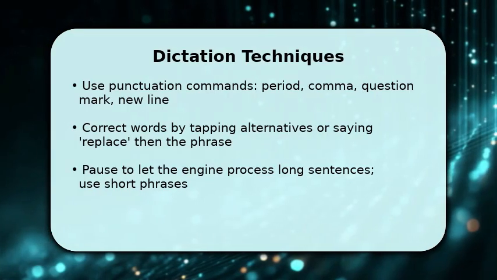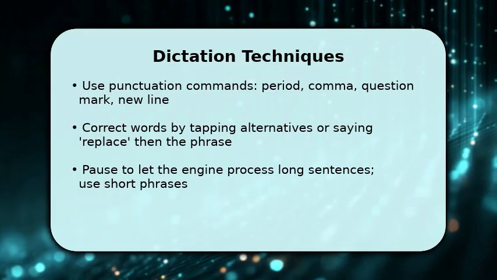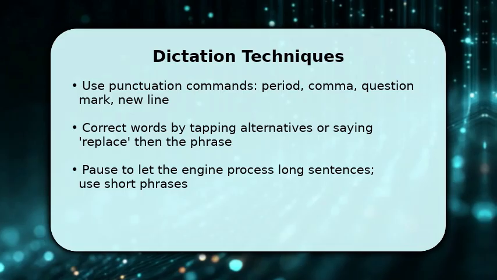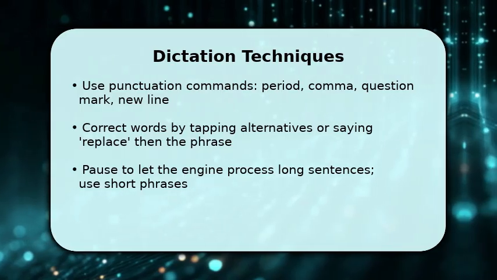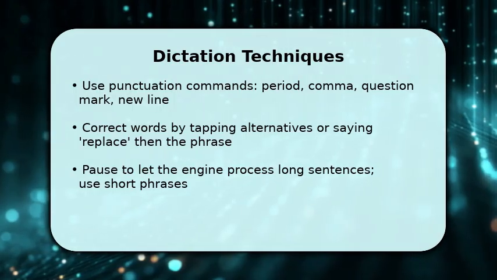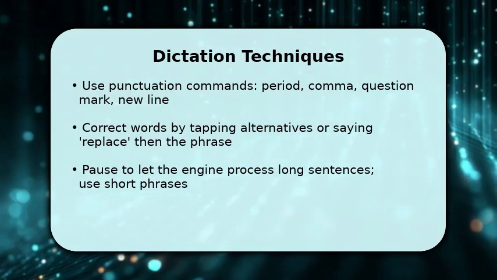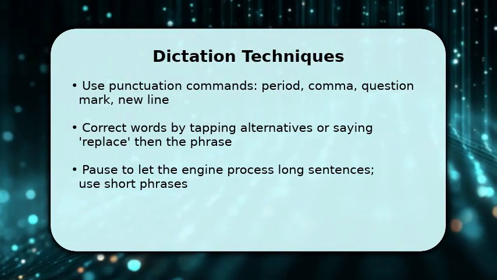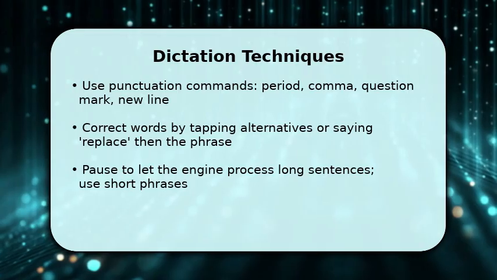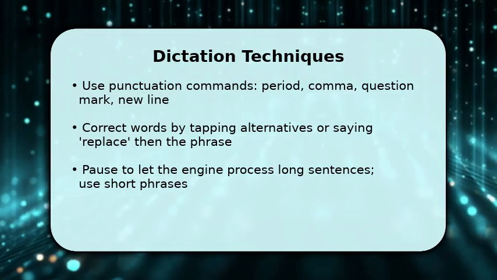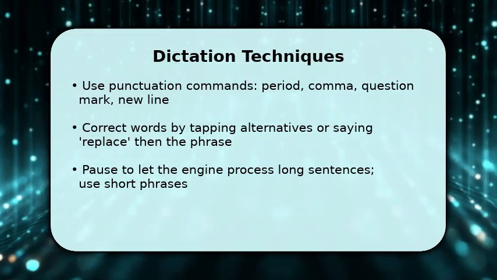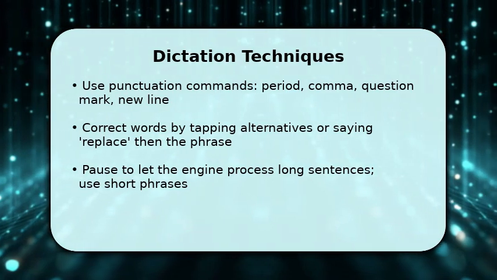Now focus on dictation technique, which directly affects output quality and editing speed. You should speak punctuation as commands, say comma or period, to place marks without touching the screen. When the keyboard mishears a word, tap the suggested options or say a correction command to swap it quickly. This prevents long redo sessions. Also, break complex thoughts into short clauses and pause briefly so the engine processes each segment. This improves accuracy and timing for faster review.